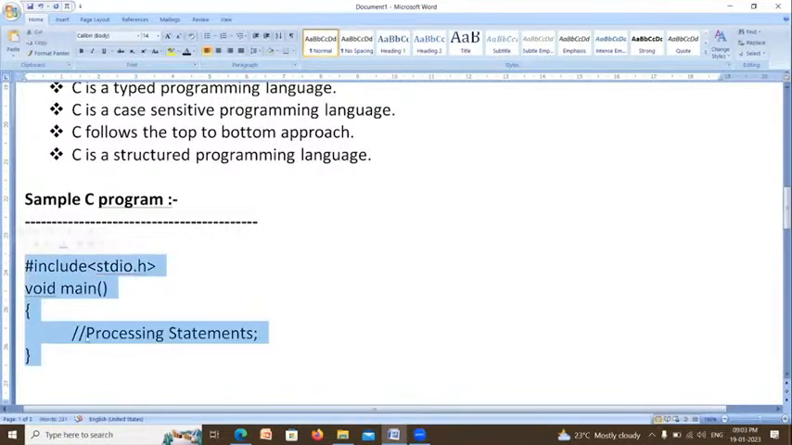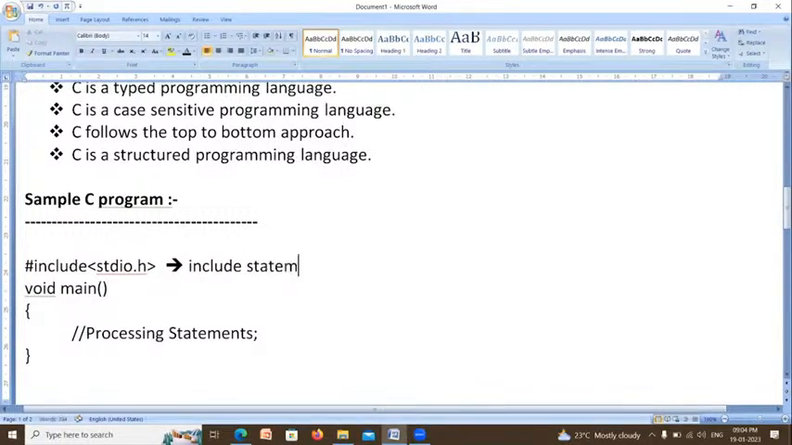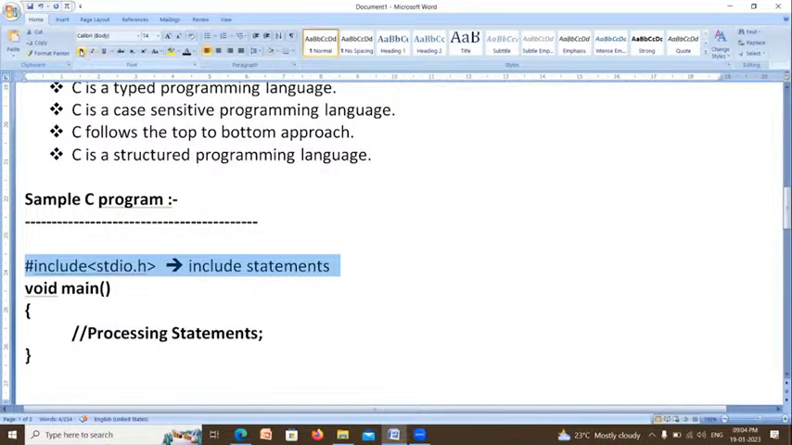Now, what is the meaning of this? This line is called include statements. This is called the main method. The solution is called processing statements. So in any C program, you can see three types of statements. One is include statement, second one is main method, third one is processing statement.